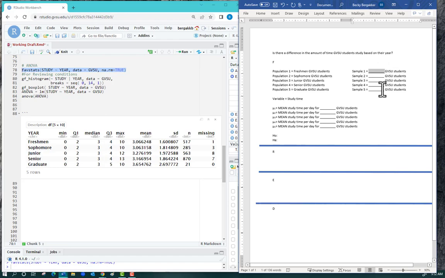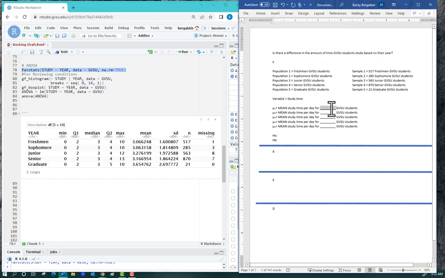So then for my sample, I have 517 freshman GVSU students for sample 1. And then for sample 2, I have 285 sophomore GVSU students. And then I have 563 junior GVSU students and 870 senior GVSU students, and then finally 21 graduate GVSU students. So that is all exactly the same as what we've done before, as is the definition of mu.